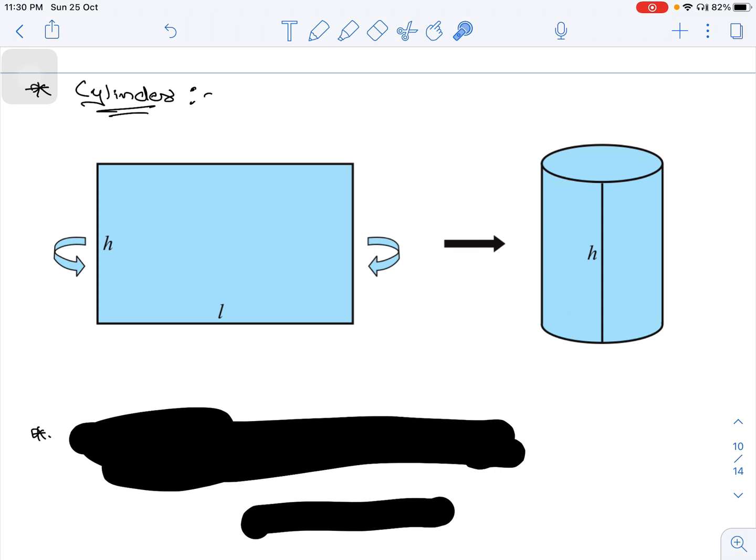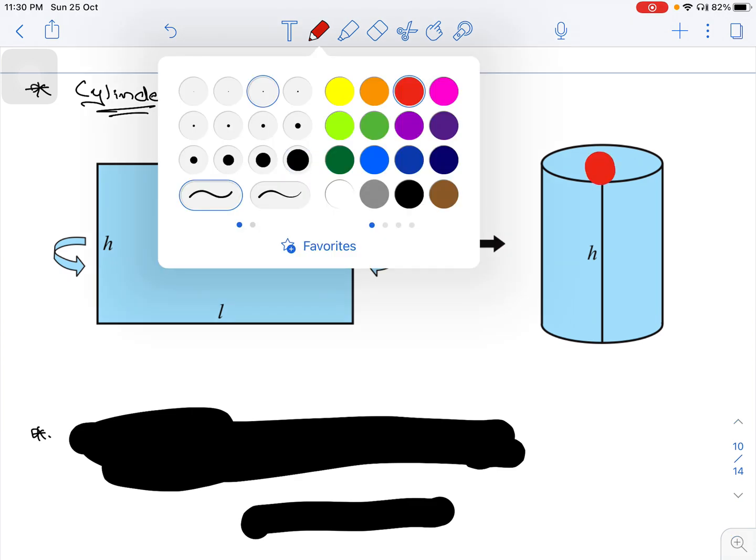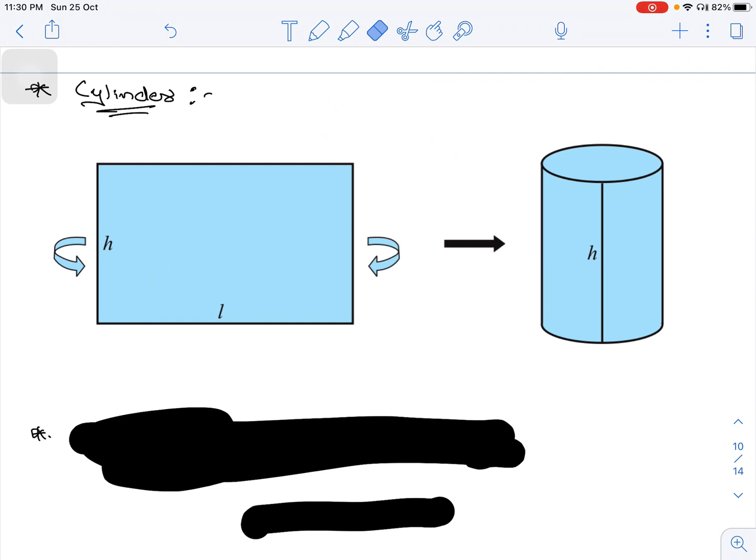Why a right circular cylinder? Because the height and the radius, suppose if you make here one radius, this radius and this height are perpendicular to each other. So we consider this one to be the right circular cylinder.